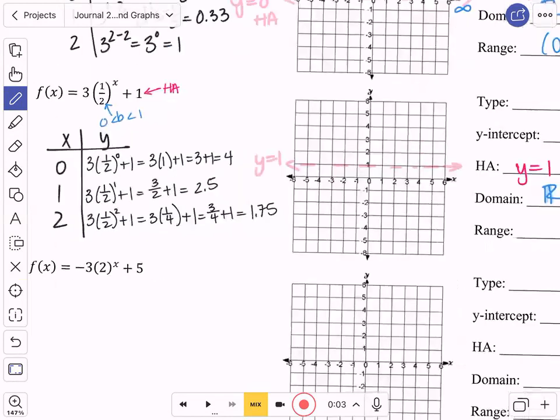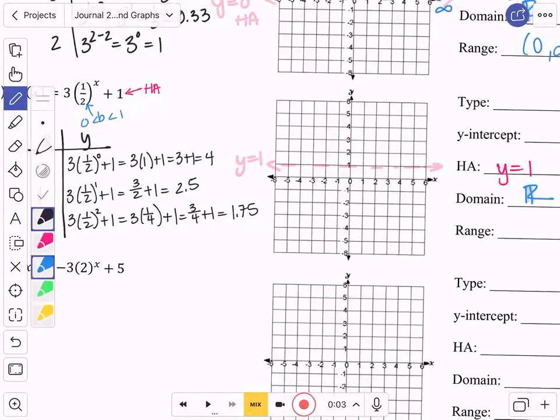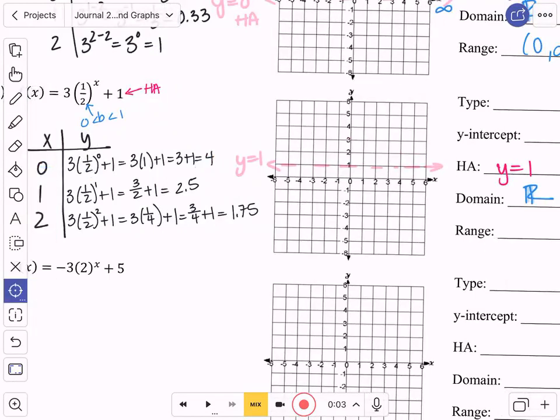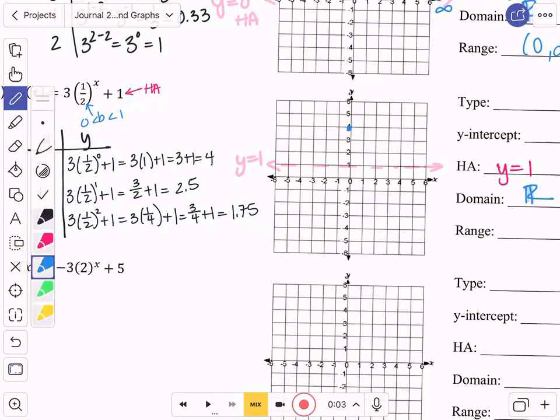All right, so we're ready to plot now. This one here is at 0, 4, so really high up about here. And then at 1, it gets down to 2.5, so it's going downwards. So 2.5 is right there. At 2, it's at 1.75, so a little bit lower than 2. And then this is going to be a horizontal asymptote as we glide to positive infinity.